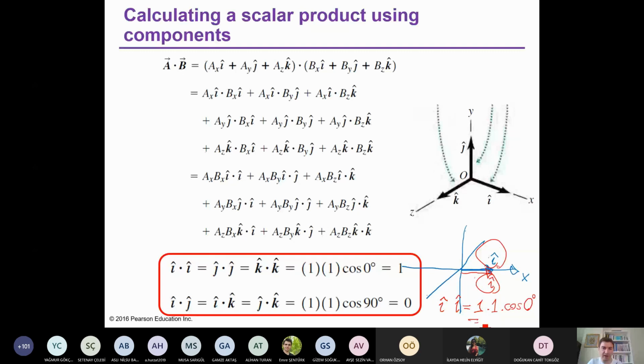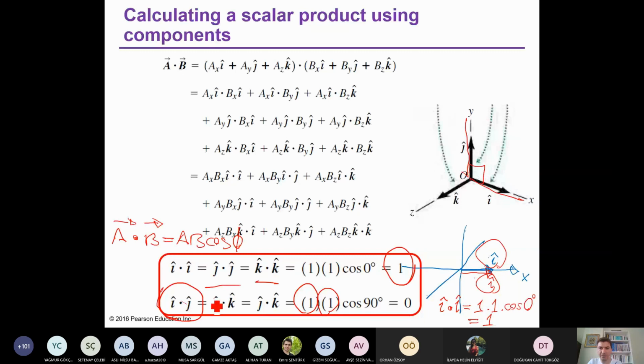But if you multiply I times J, unit vector 1 times 1, both has magnitude of 1. But what about the angle in between? This is the I, this is the J. The angle in between is 90 degrees. I dot J: I has magnitude of 1, J has magnitude of 1, and the angle between the I and J is 90 degrees. So cosine phi is cosine 90, and cosine 90 is 0.